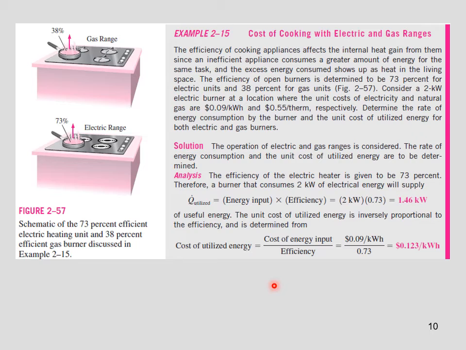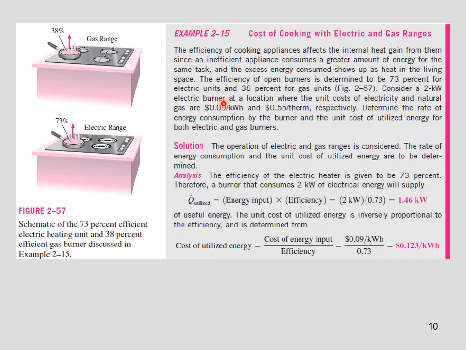So let's look at an example of efficiency. Here we have a cost of cooking with electric or gas. It's a simple problem. He wants us to compare the two. He says the efficiency of open burners is 73% for electric units, 38% for gas units. If we have a 2 kilowatt electric burner at a location where the cost of electricity and natural gas are 9 cents a kilowatt hour and 55 cents a therm, respectively.